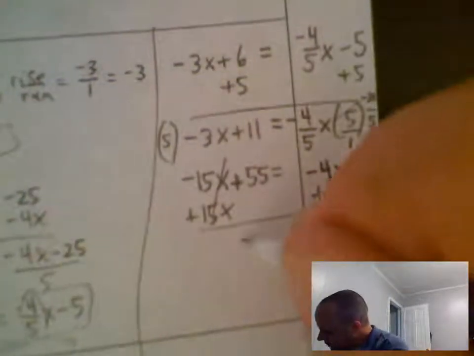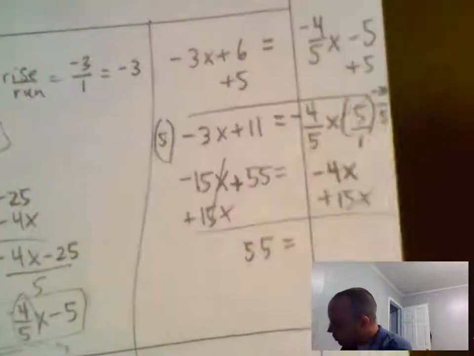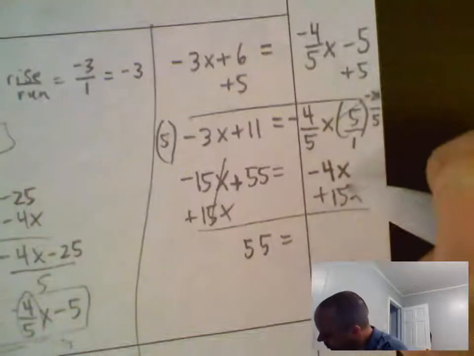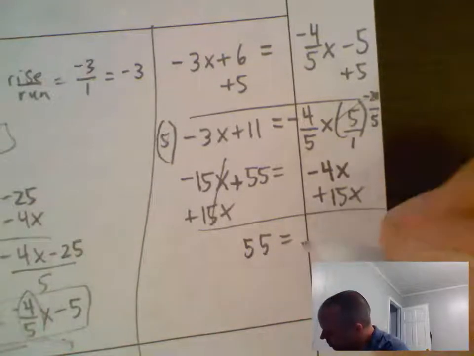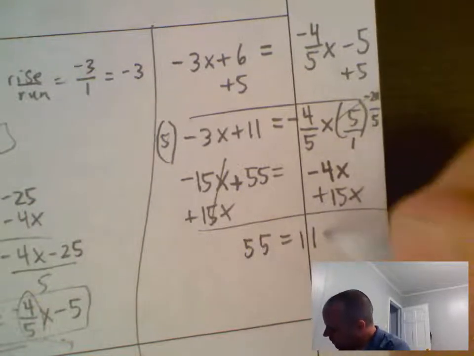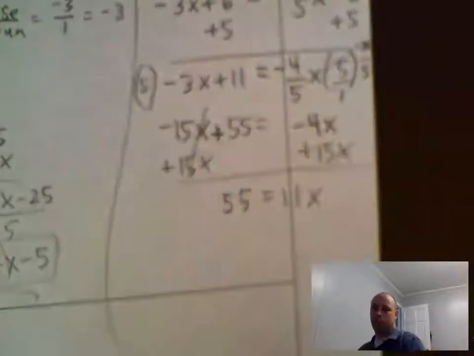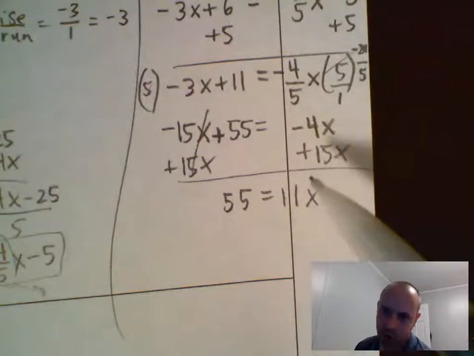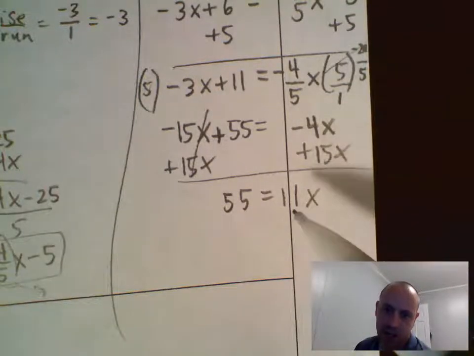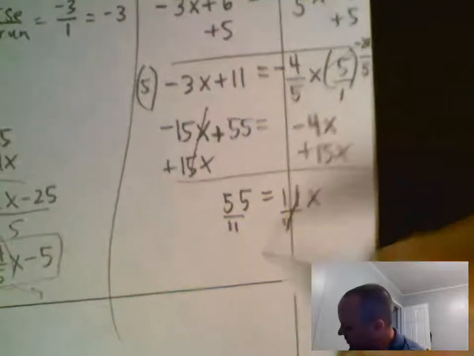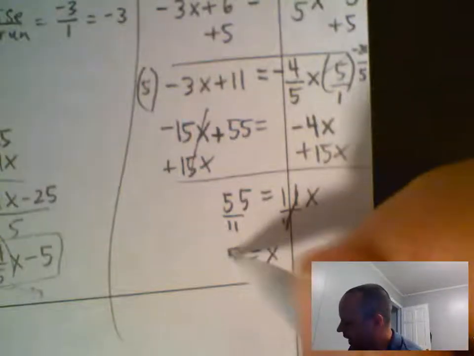All right, and now you get 55 is equal to 11x. Because negative 4, if the temperature is negative 4, you go up 15 degrees. Now you're at positive 11. Then you just divide both sides by 11, and this will give you x equals 5.